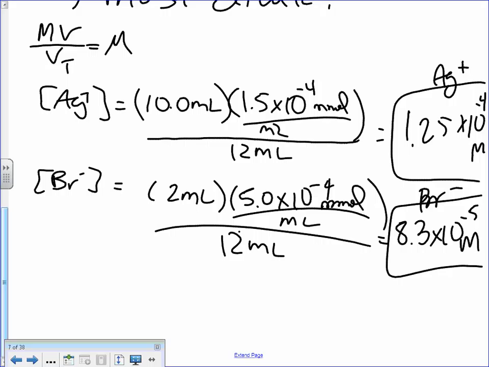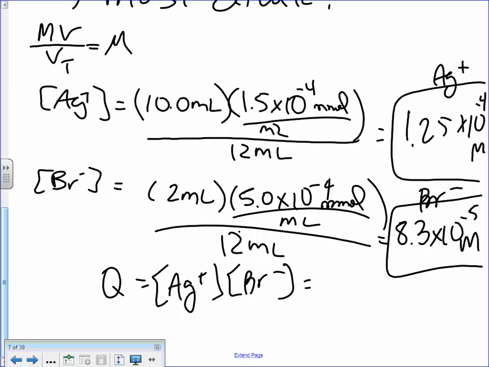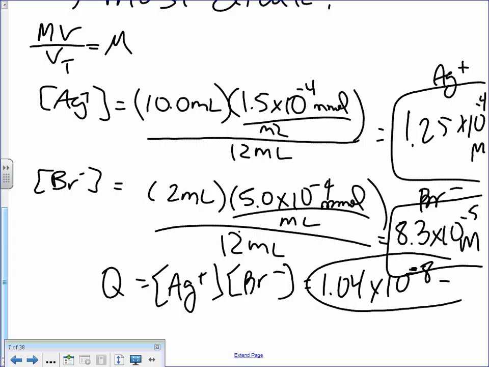So now that we have silver ion and bromide ion concentration in the new diluted situation, thank you, Clayton. Don't forget to dilute. How would you find Q? Now multiply these, right? So Q is still the same setup. Silver initial concentration after dilution times bromide initial concentration after dilution. So plug those in to give us 1.04 times 10 to the negative 8. All right, so that's Q.